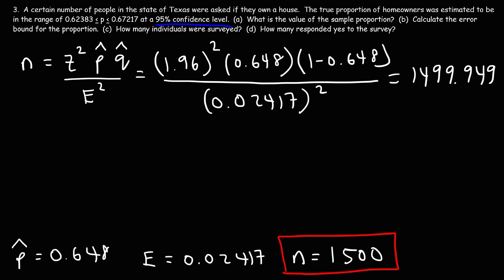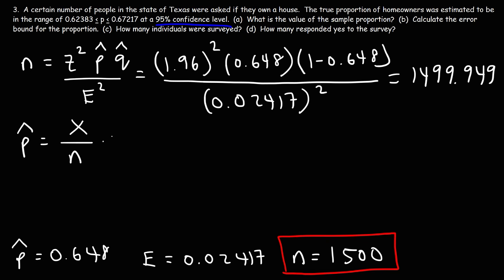Now, part D. How many responded yes to the survey? So out of the 1,500 people that were surveyed, how many said yes? Well, we know that P hat is the proportion of successes. X is the actual number of successes. X would represent the absolute number of people who said yes, whereas P hat represents the proportion or the percentage of people who said yes.